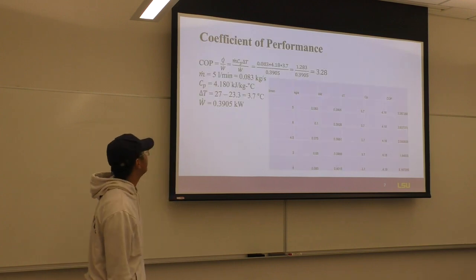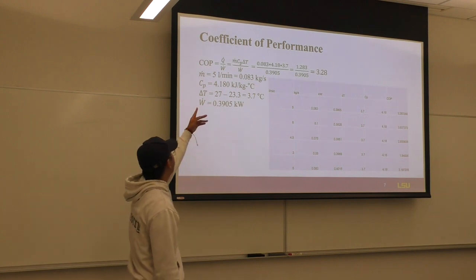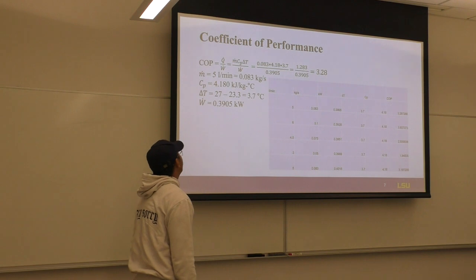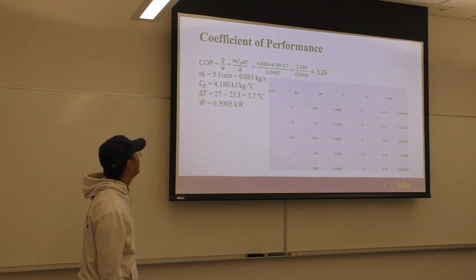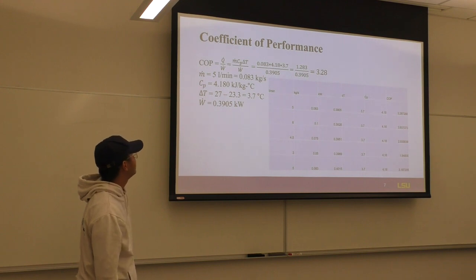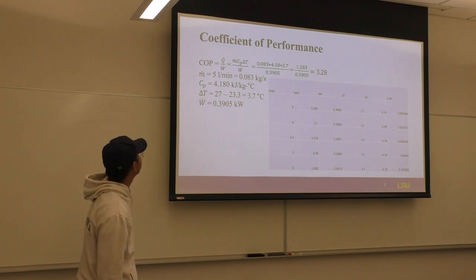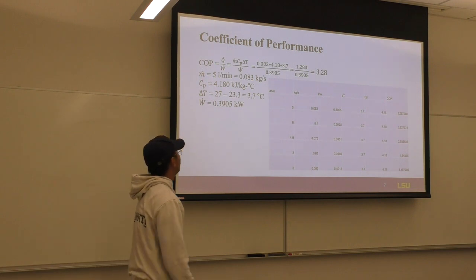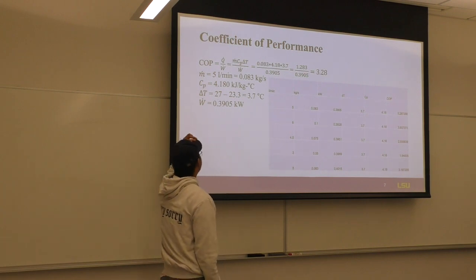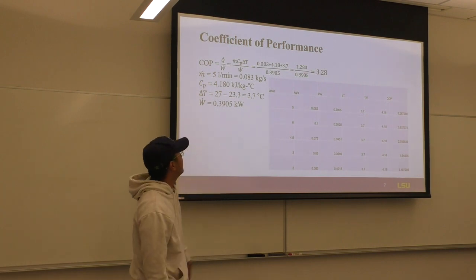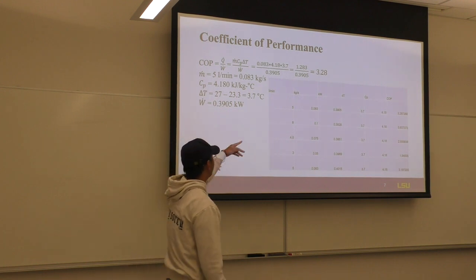So for solving the coefficient of performance, we'll be using Q over work, and it equals the mass flow rate times the heat capacity of the water times the difference in temperature, over work. We solved that for the flow rate of 5. We get 3.28 for the COP, and I did some more calculations.